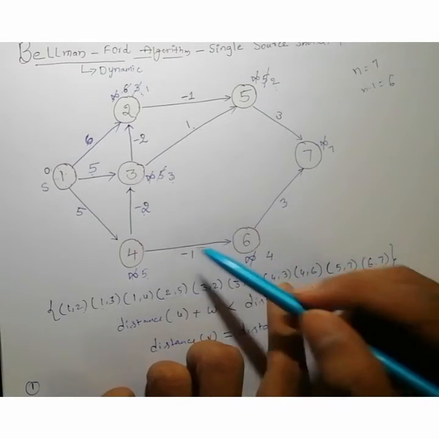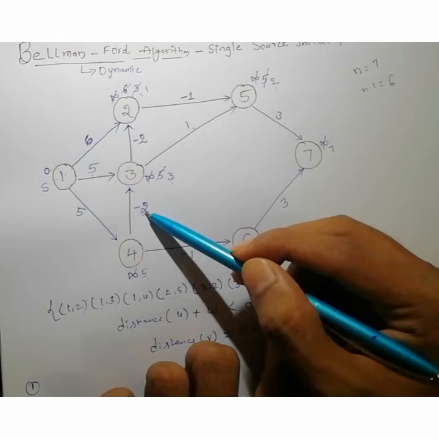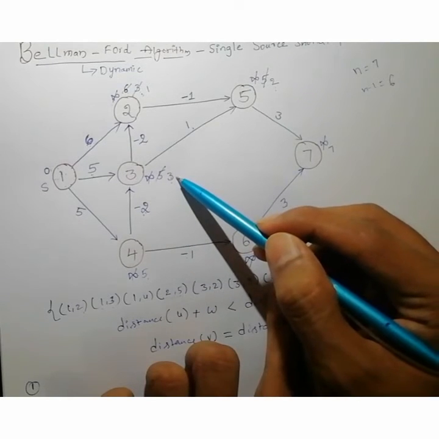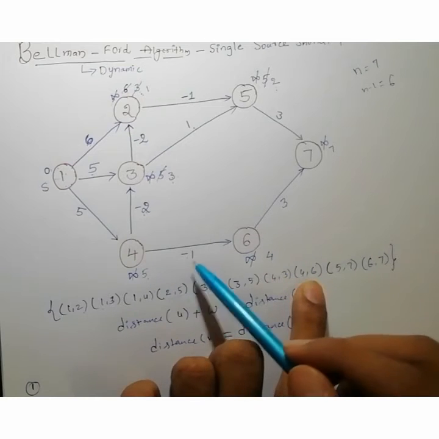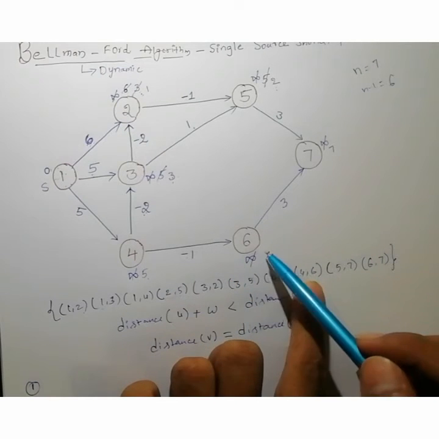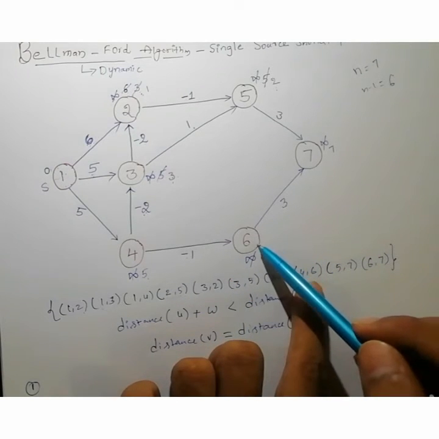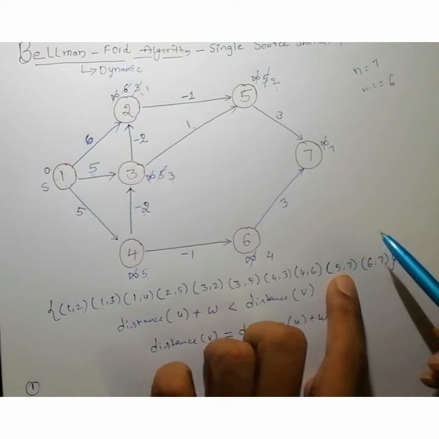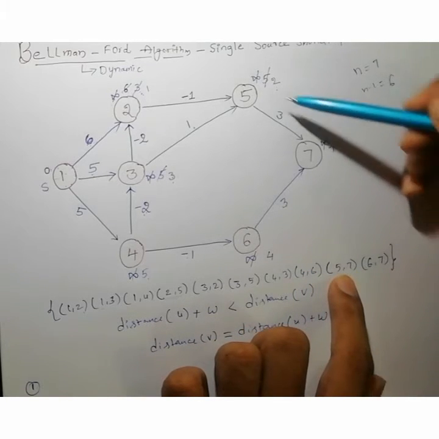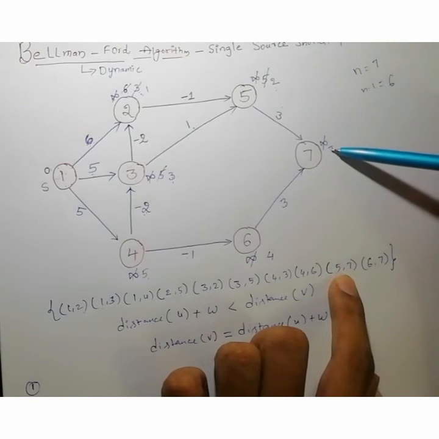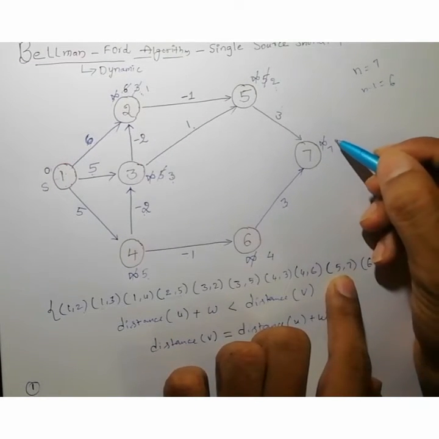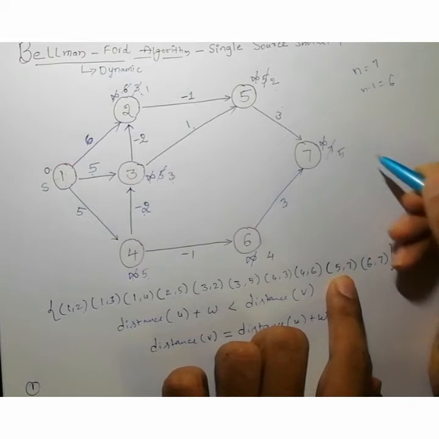Again 4 to 3, that is 5 minus 2, that is 3. Is 3 less than 3? No. If it is no, keep as it is. Next 4 to 6. 5 minus 1, 4. Is 4 less than 4? No. So the distance of 6 is still 4. Again check for the next edge 5 to 7. 2 plus 3, 5. Is 5 less than 7? Yes. If it is yes, just update it to 5.